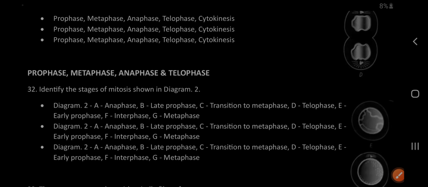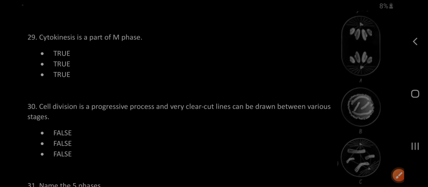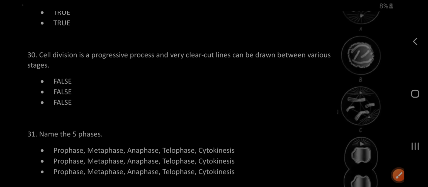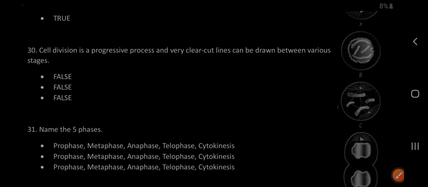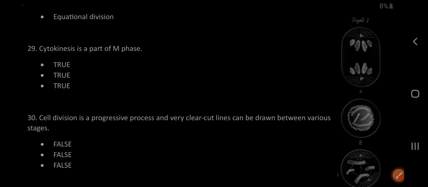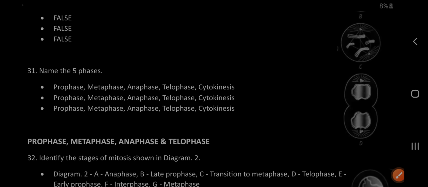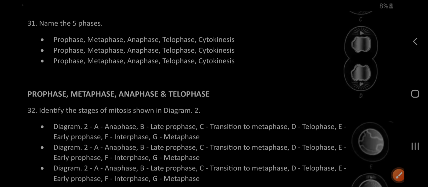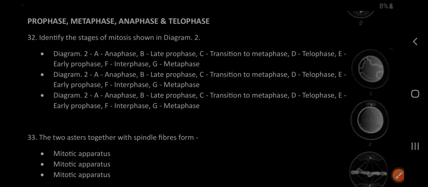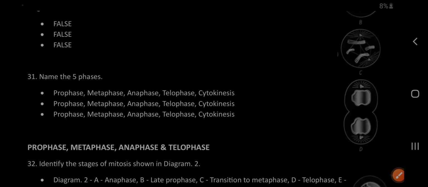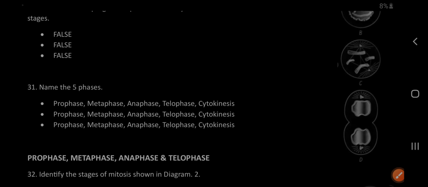Identify the stage of mitosis shown in diagram 2. Diagram 2, A. Anaphase, B. Late prophase, C. Transition to metaphase, D. Telophase, E. Early prophase, F. Interphase, G. Metaphase.